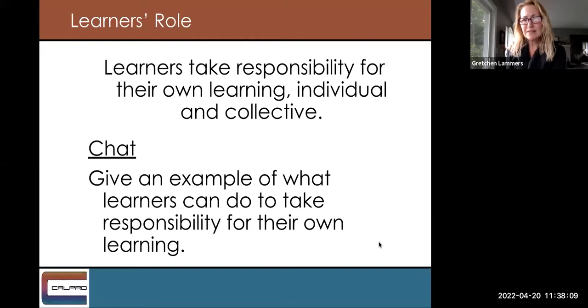How about SMART goals? Having goals? Identify their own strengths and areas to improve. Absolutely. Thanks for sharing, Aaron, thank you. How about, here's more, make learning relevant. Yes, that's the one I was waiting for. They're all good. Yeah, make what we do in the classroom relevant to their lives, important to them.